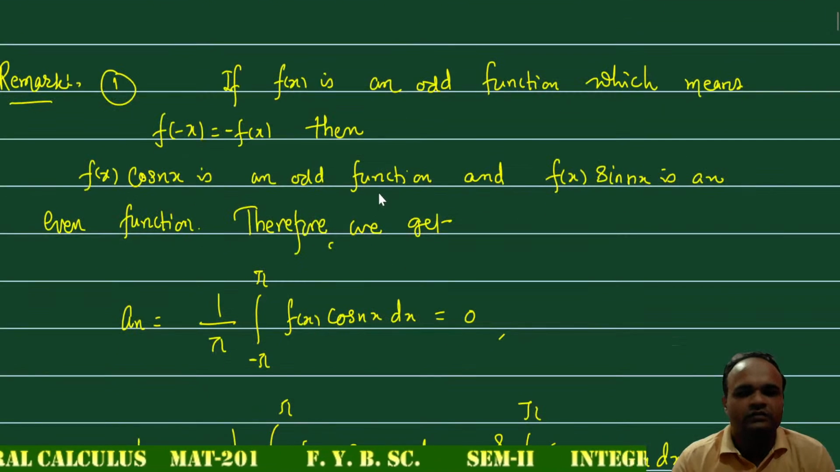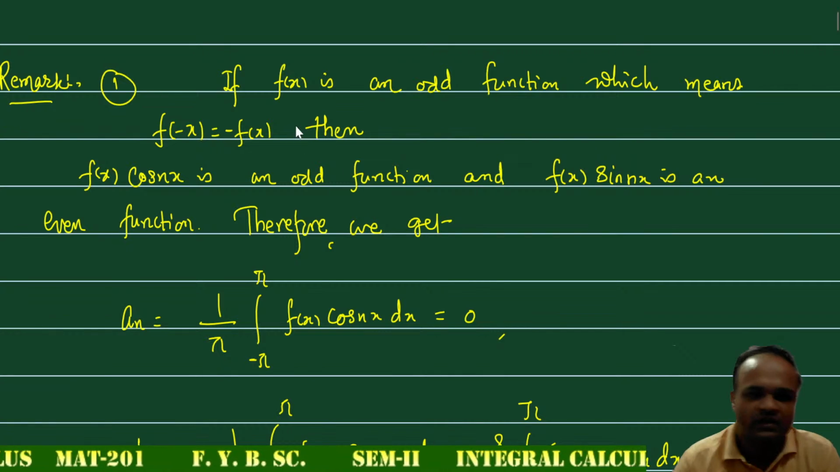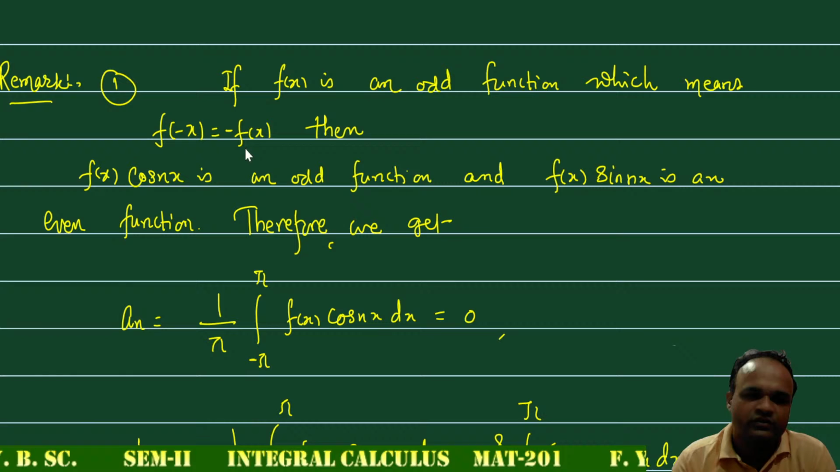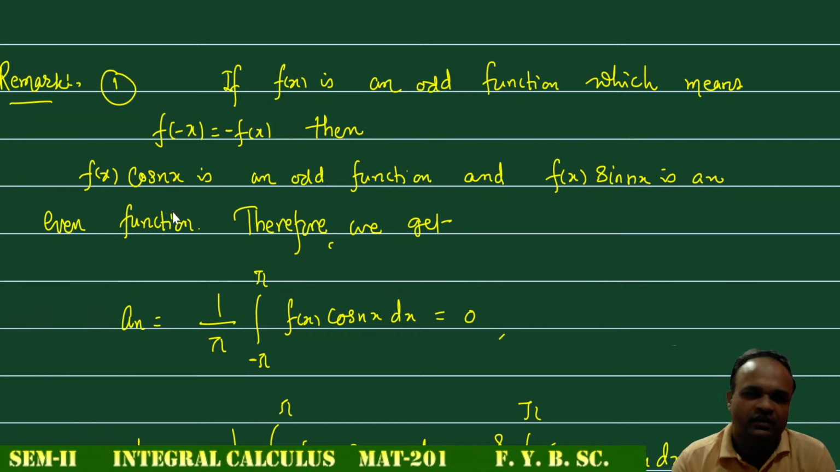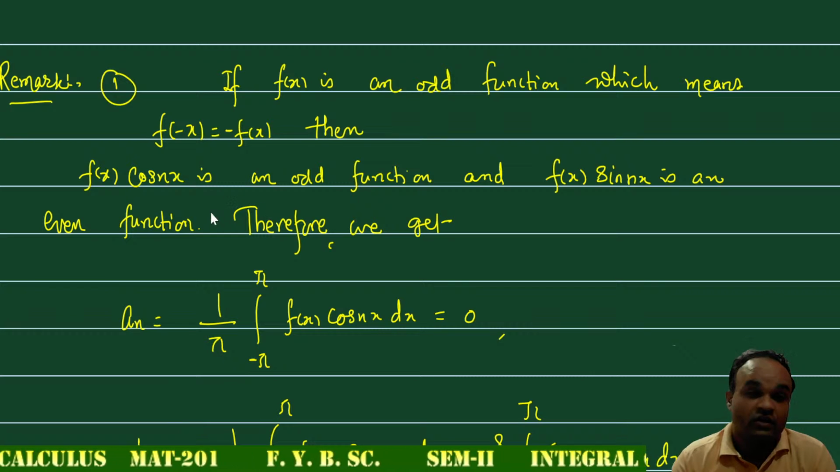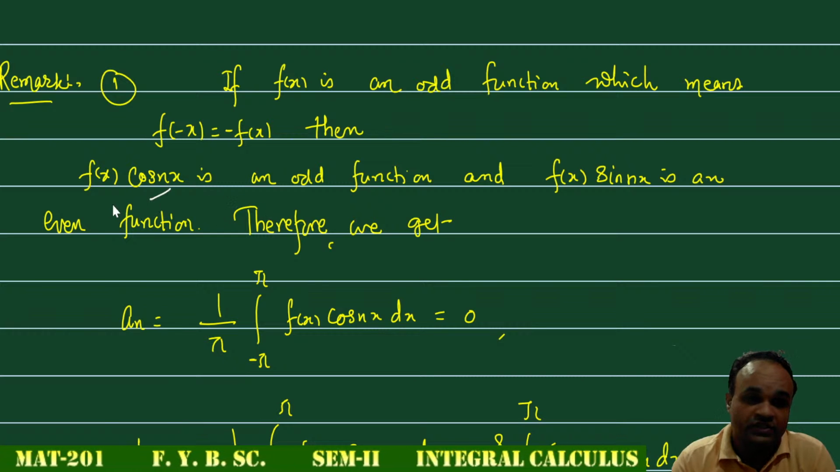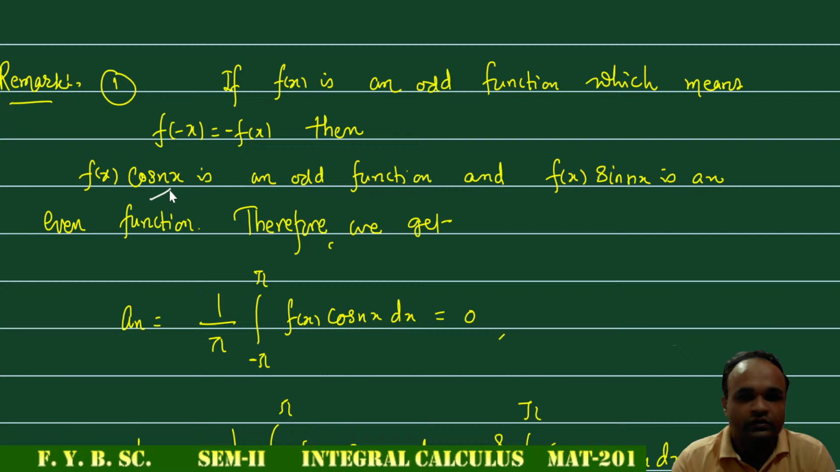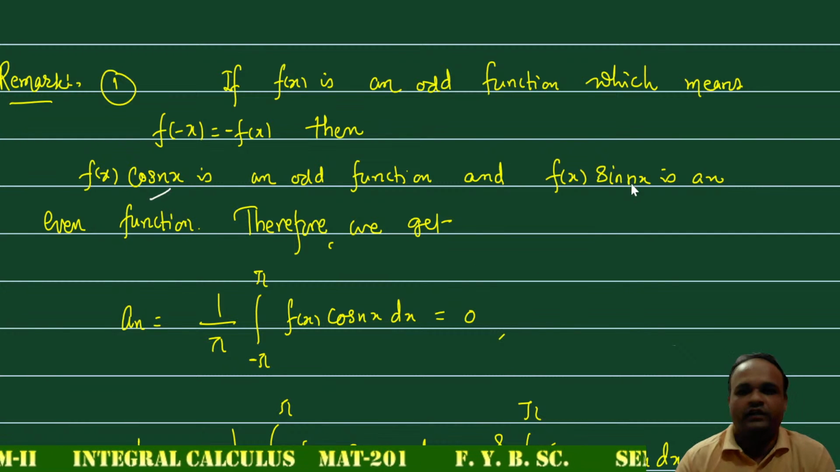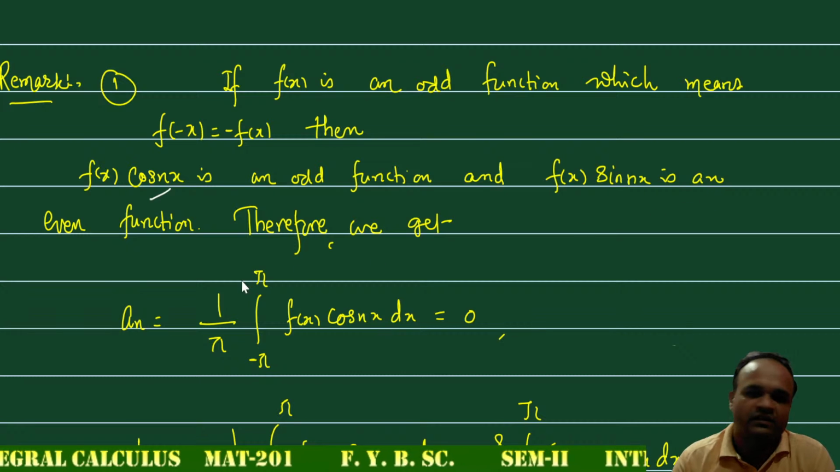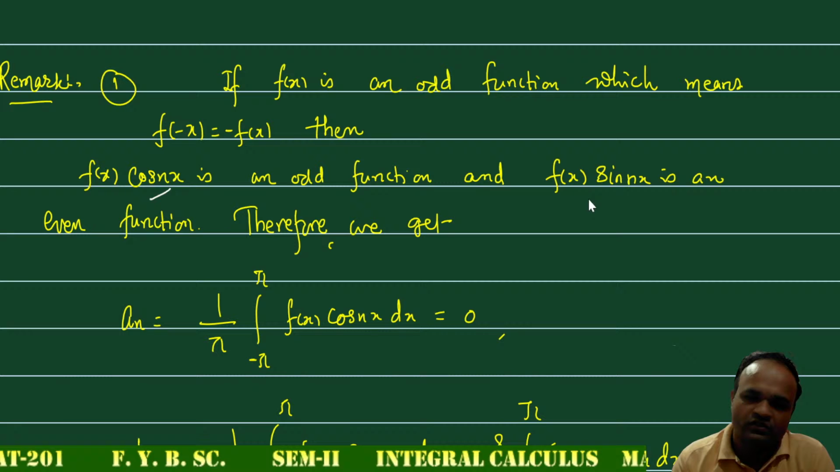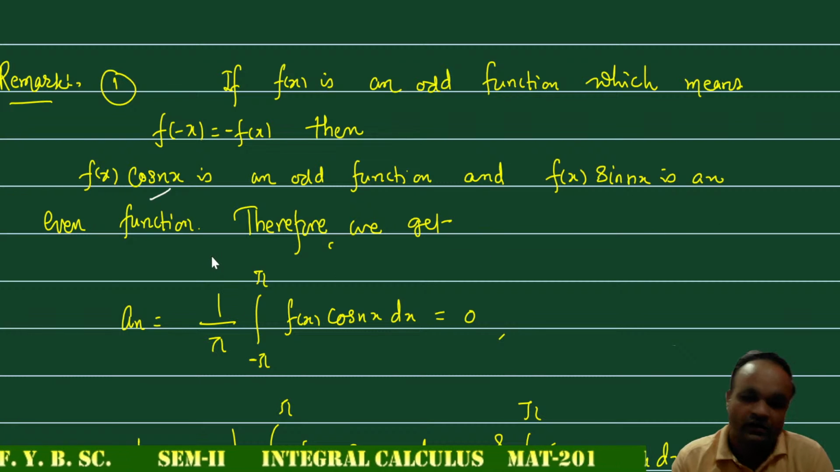So there are two remarks. First remark: if f(x) is an odd function, which means that f of minus x equals minus f of x, then f(x) into cos nx is again an odd function, because cos is an even function, and odd into even is odd. And f(x) into sin nx is an even function, because f is an odd function, sin is again an odd function, so odd into odd will be an even function.